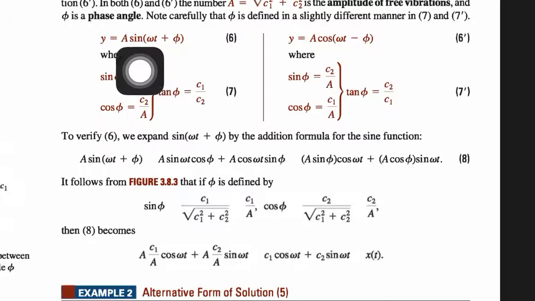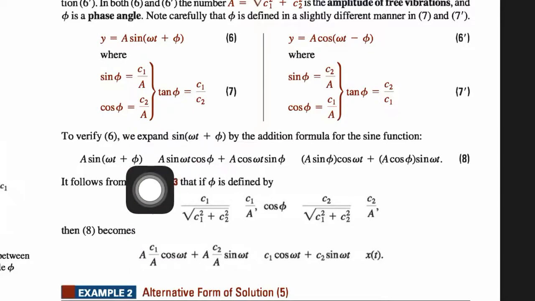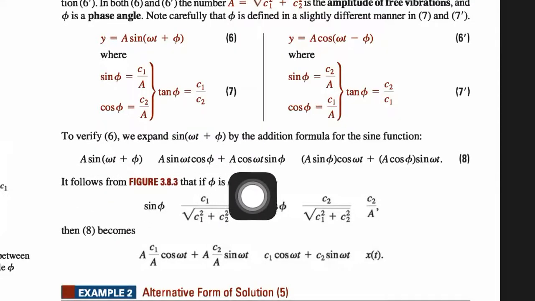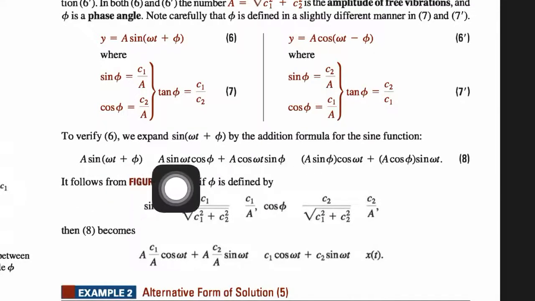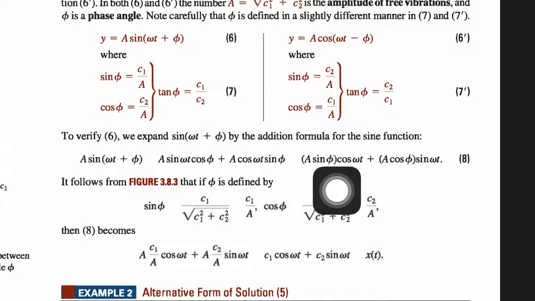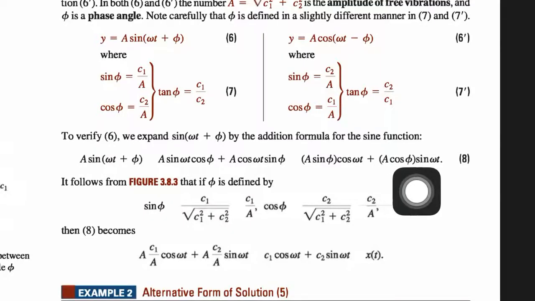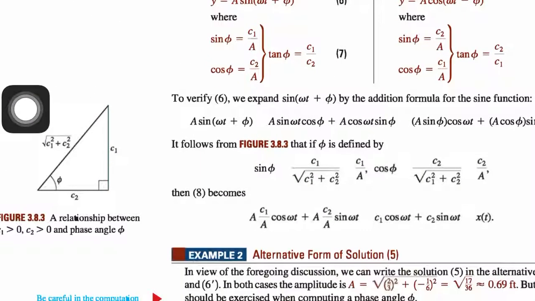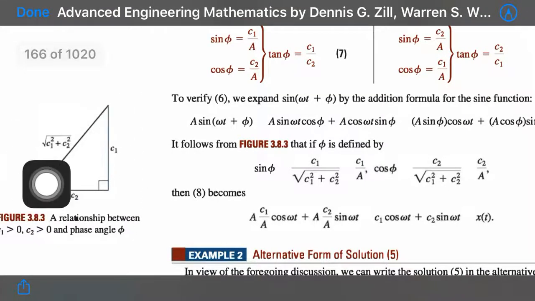I am putting the formula of sine(omega t plus phi), which is a sine(omega t plus phi), which is equal to a sine omega t cos phi plus a cos omega t sine phi, like that. And further it is equal to a sine phi cos omega t plus a cos phi sine omega t. So this is the result. It follows from the figure, if you can see here, this is the C2, this is the C1, and this is the amplitude.